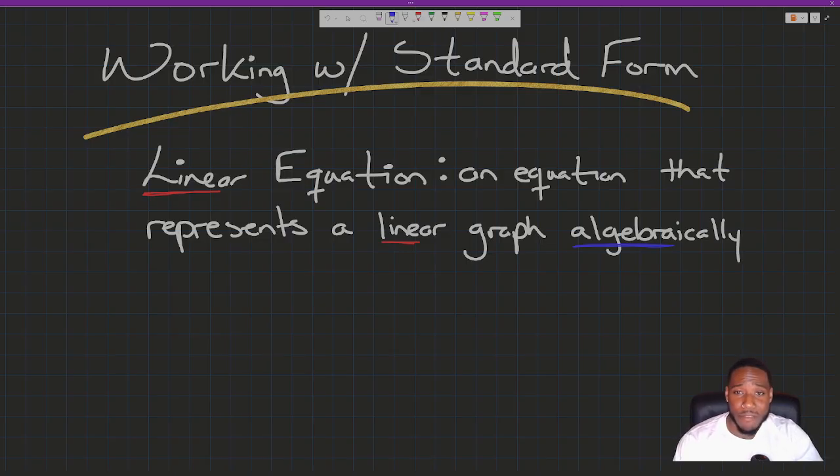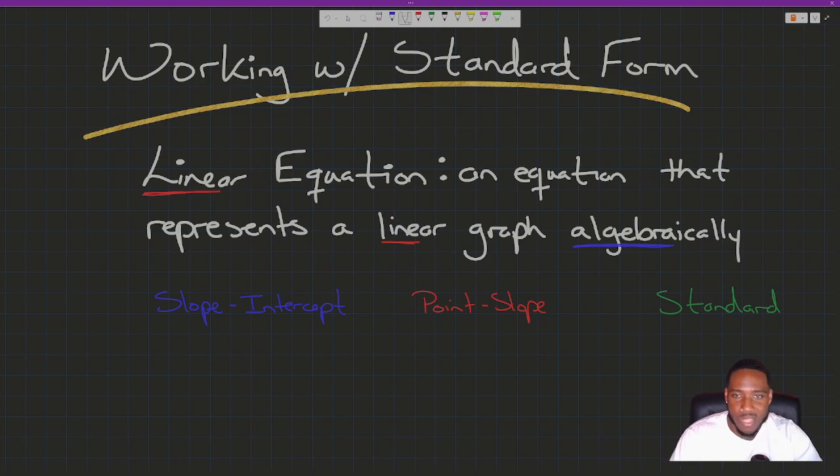Now there are three main formats we present linear equations in, and they are slope-intercept form, point-slope form, and lastly, the star of the show today, standard form. So those are the three different ways we typically represent these linear equations.